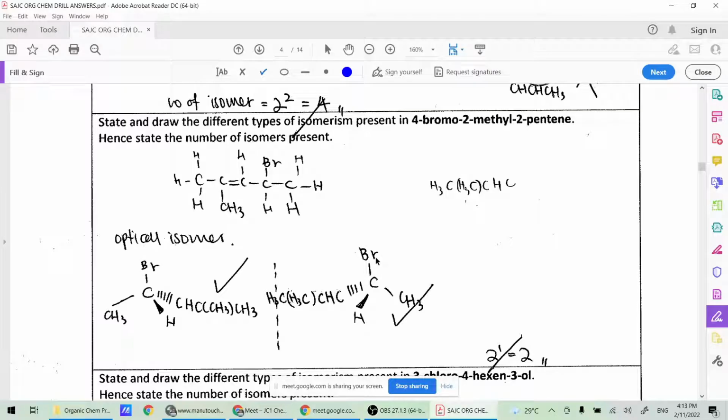Okay, another naming issue. It should be 4-bromo-2-methylpent-2-ene. This is me finally making an effort to correct the name of the compound. It should be pent-2-ene.